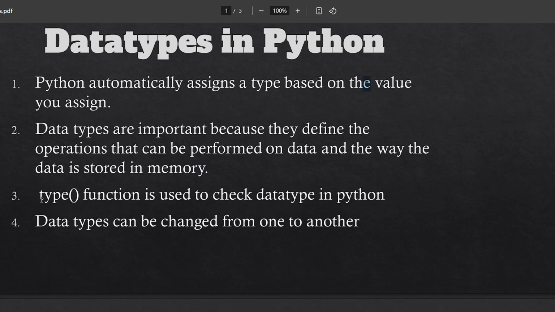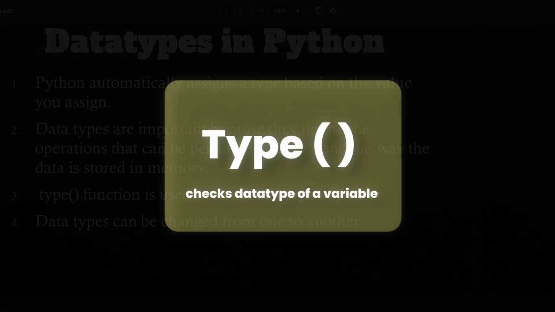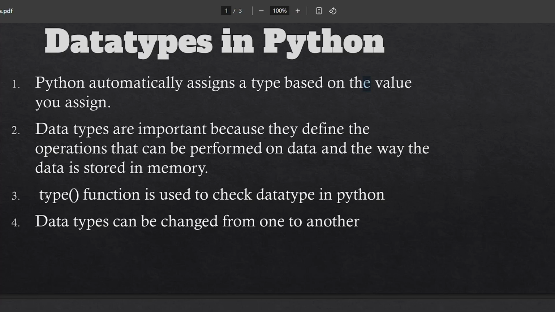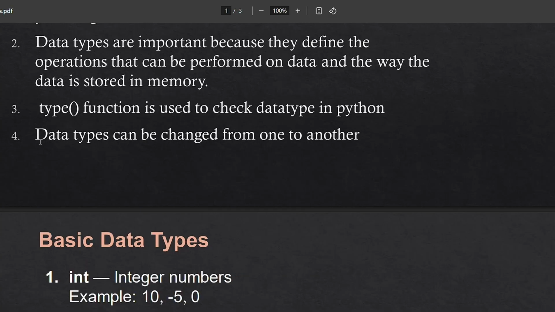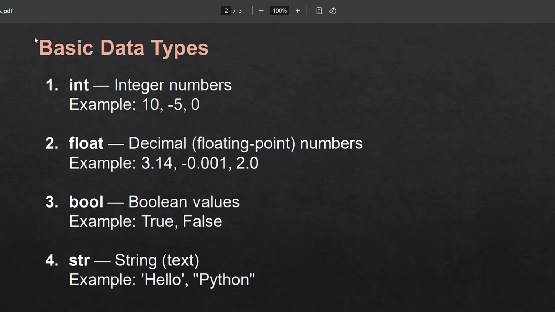Third one is, what if we don't know the data type of a variable? How can we check? Python has a type function that will display the data type of a variable. We will be coding it in Google Colab. First we are just going through the slides. And the fourth point is, we can also change the data types from one form to another. So first we will be covering basic data types that are used in Python.